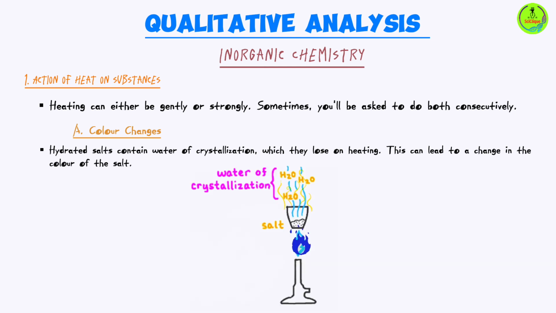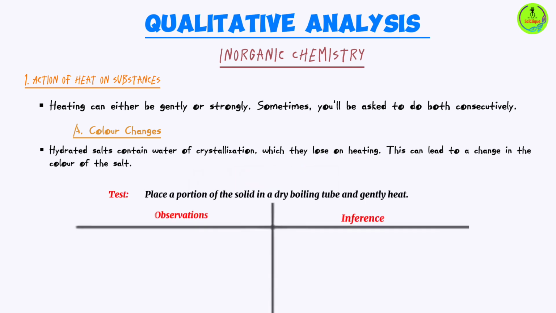Other hydrated salts don't change color. You'll find that before and after heating, they're still the same color, but they will still lose their water of crystallization. In most cases, these are the ones that are used in practical tests. So your observation is supposed to be based on the water of crystallization. What is your observation going to be? You're going to note a colorless liquid being formed on the cooler parts of the boiling tube.